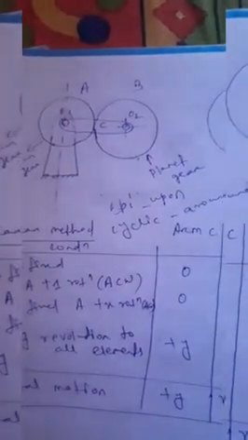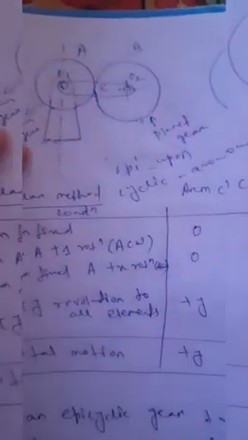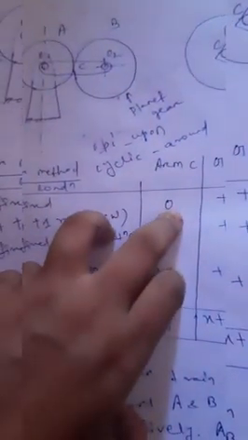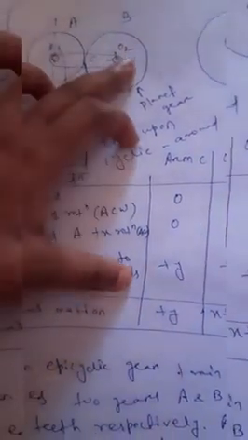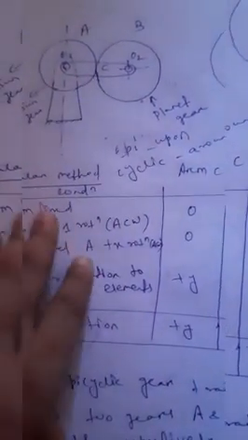So how can we calculate the speed of this gear train? We can find it out using the tabular method. Suppose we first consider the arm is fixed. So when the arm is fixed, its speed is 0.